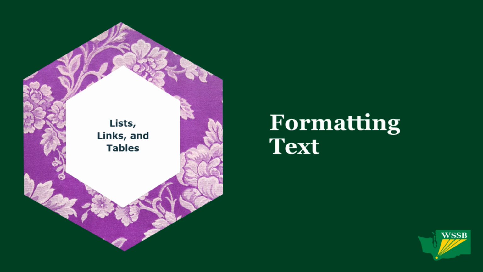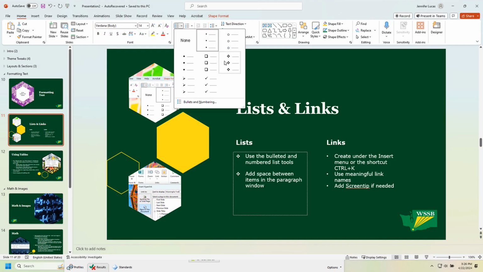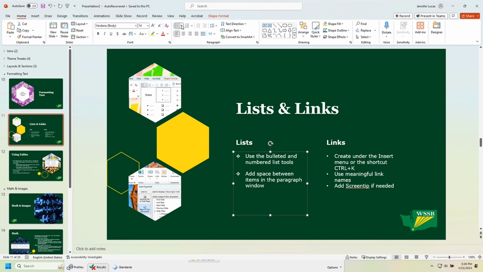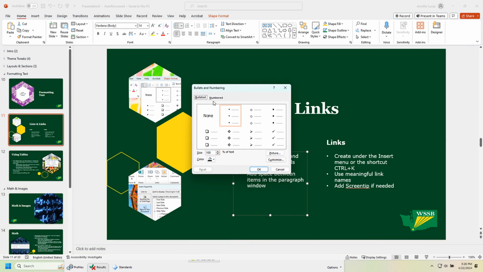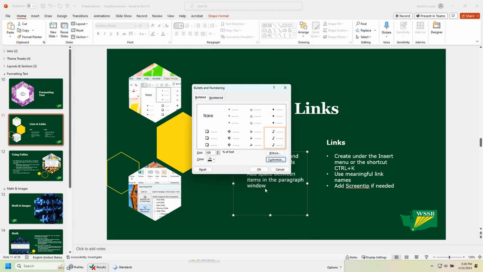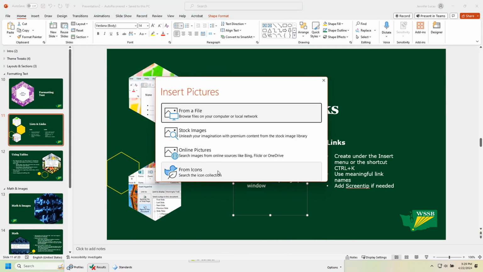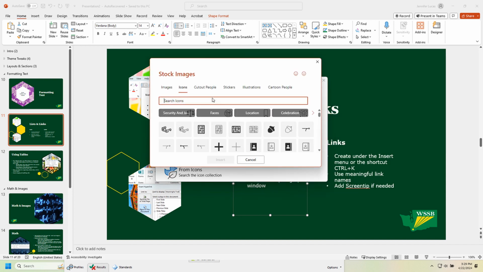PowerPoint has a lot of tools to help you format text accessibly. When making lists, make sure you use the bulleted or ordered list tools instead of using manually pasted images or symbols. Open the bullets and numbering window to select a special symbol or import a small picture. You can also select from Microsoft's icon library, which is a collection of vectors that will be colored to match your theme.